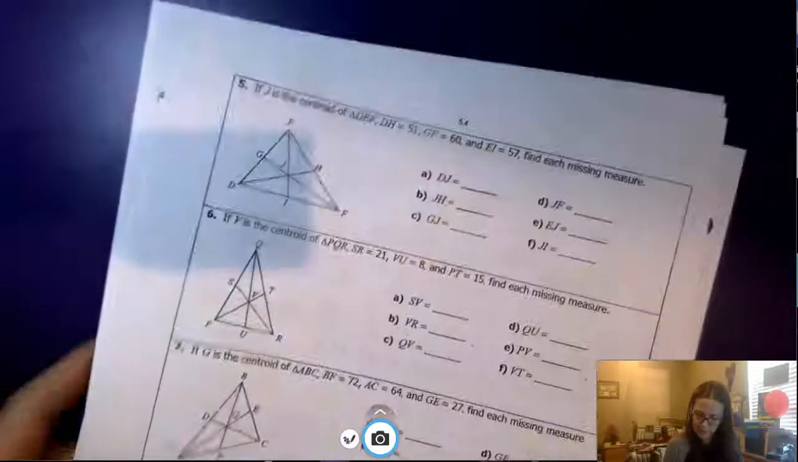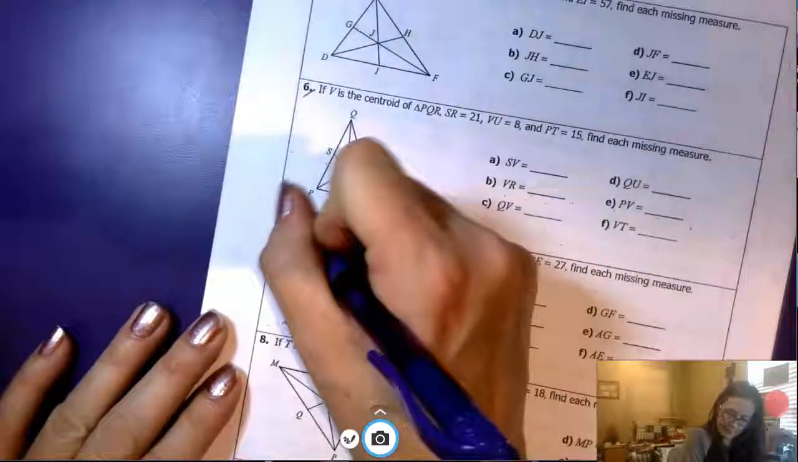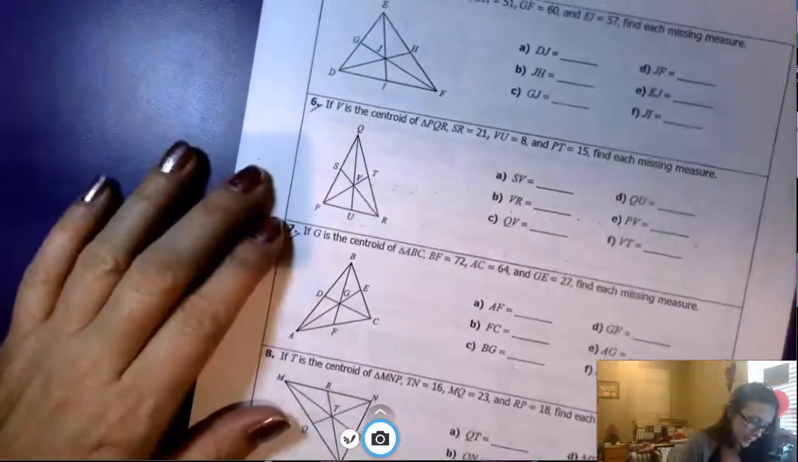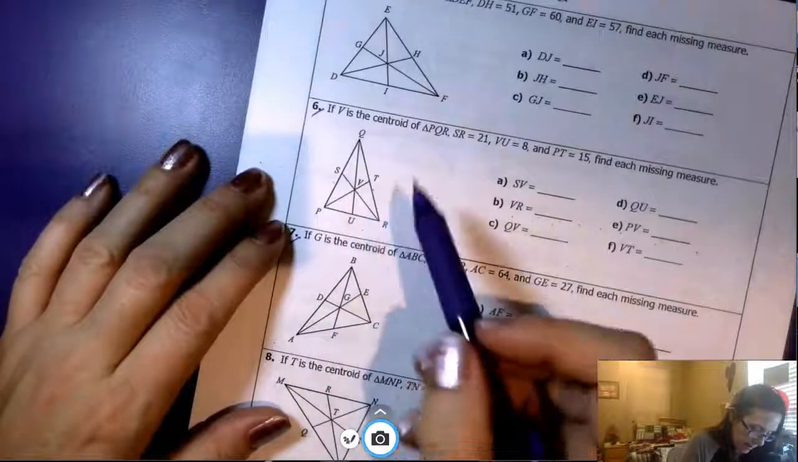I really only did 6 and 7 on this next page, so we're not going to do the whole thing. 6 and 7 are what I'm going to work out. So if you want to pause and try those, go ahead and do that. V is the centroid of the PQR triangle.